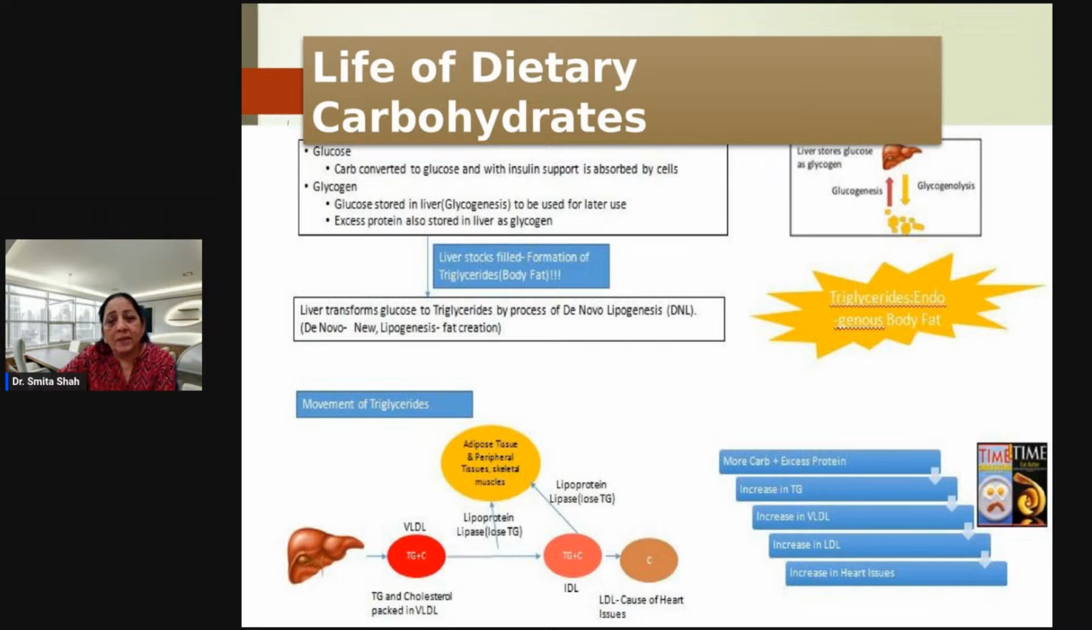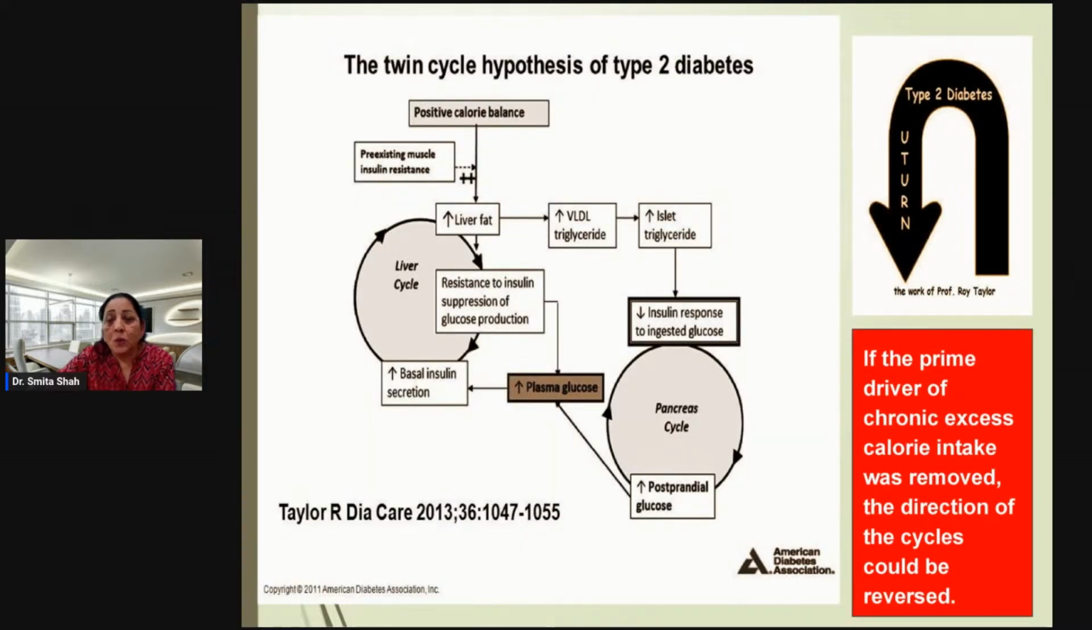So this is the life of the dietary carbohydrates, and I am talking not about complex carbohydrates, but about the simple and refined carbohydrates we are having more of. Now this is the twin cycle hypothesis of type 2 diabetes. This twin cycle hypothesis is a theory that explains how type 2 diabetes develops and can be reversed.